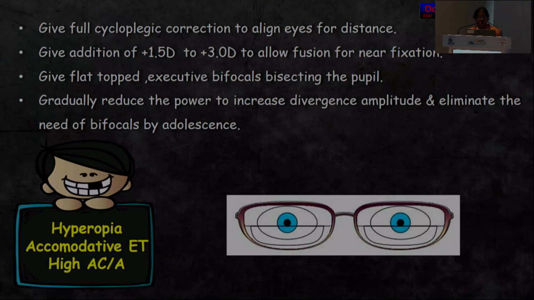So when I say executive bifocals bisecting the pupil, that would encourage the use of the near component. It has to be flat topped, and the idea is to gradually reduce the power to increase the divergence amplitude. With every visit you have to keep the patient on close follow-up, and as the child grows, the bifocal power you need to reduce gradually.